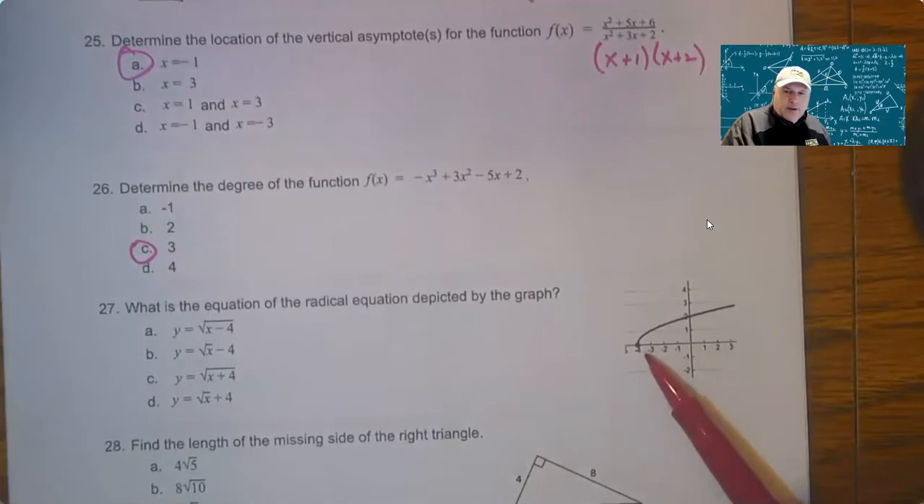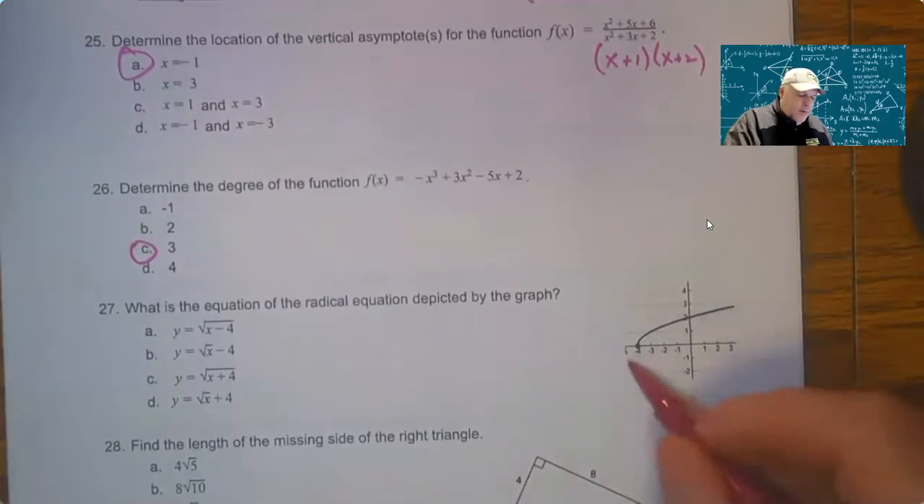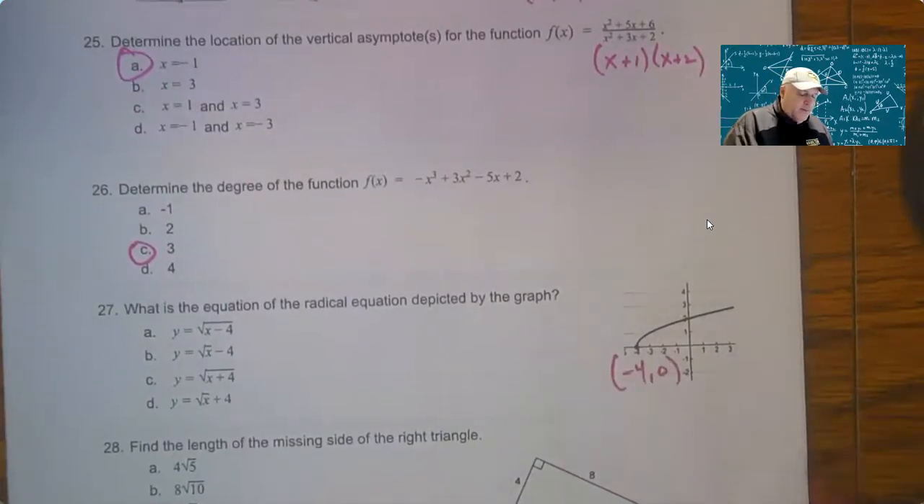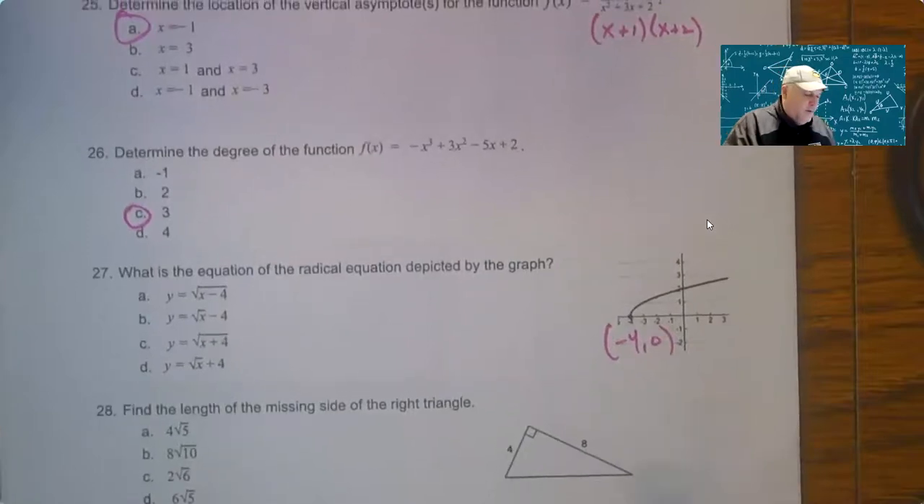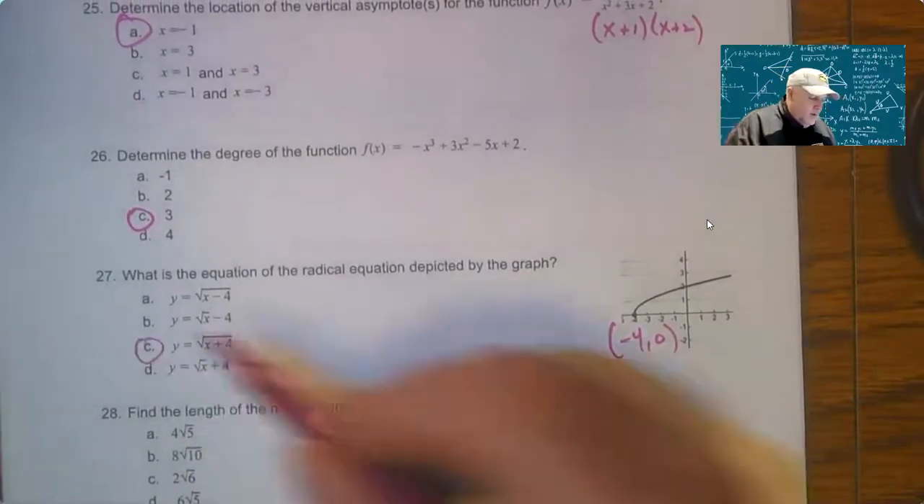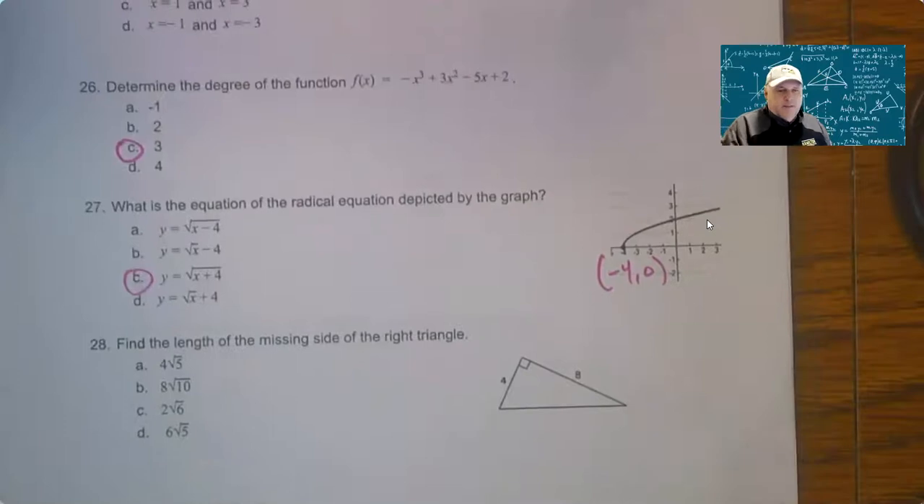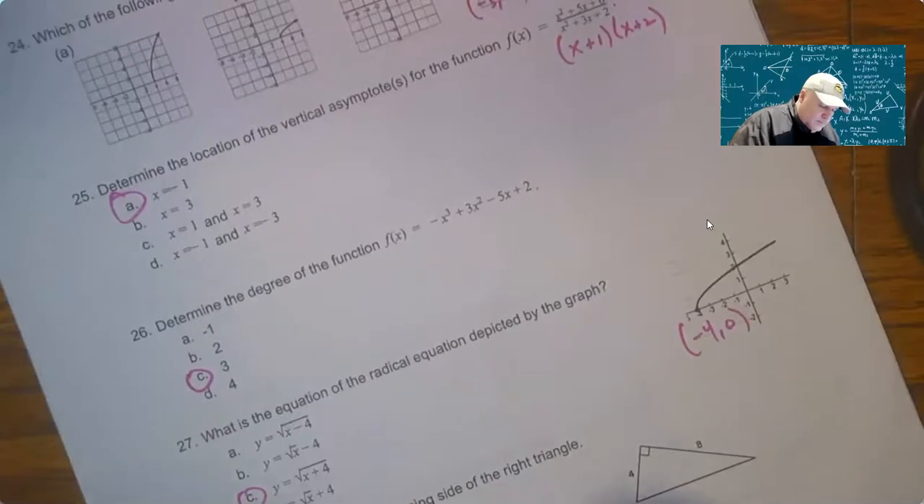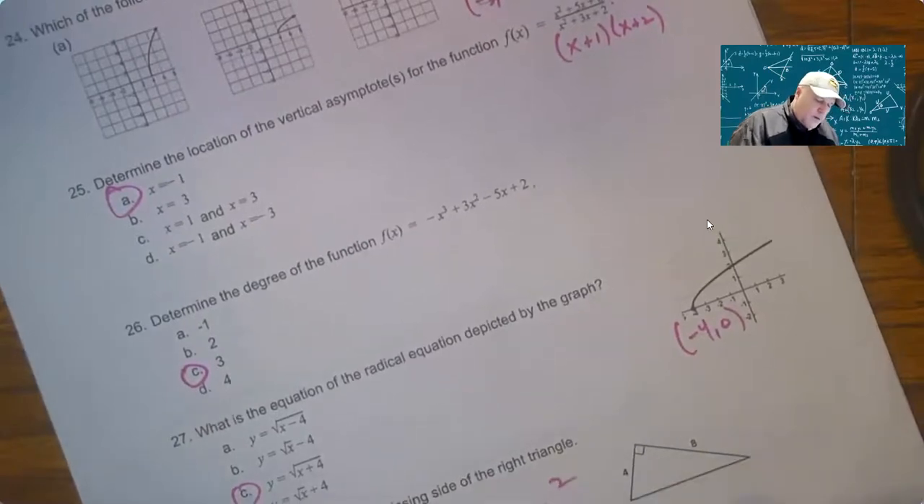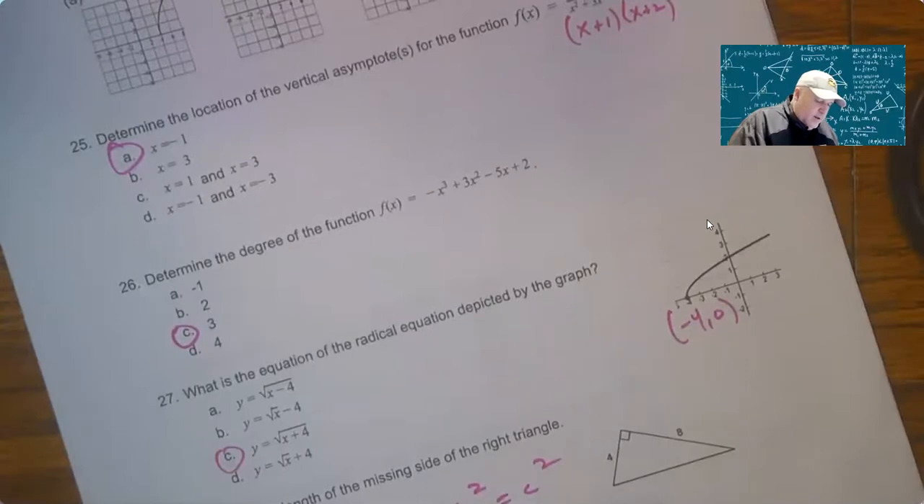What is this equation? You'll see the -4, 0. So you know you've got to have a square root of x plus 4 plus 0. And so that's got to be C. You can graph it and look at it, and that will also help. Find the length of the missing side. Whatever you want to call that, 80.